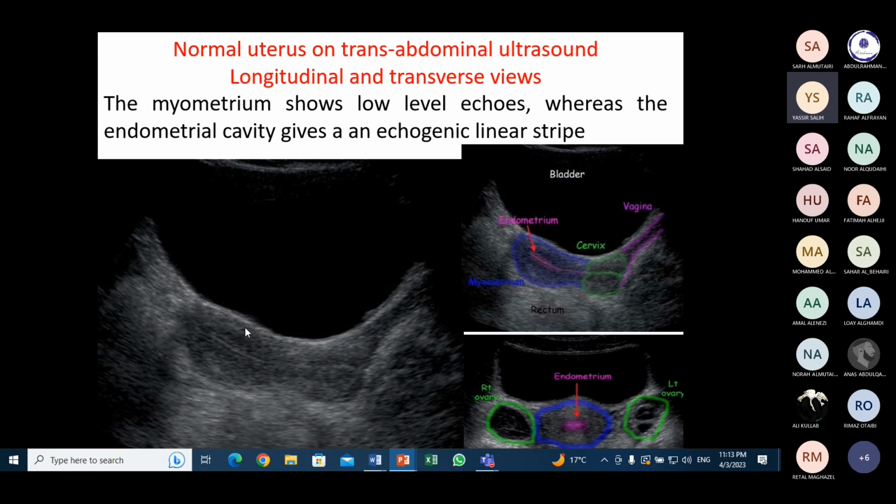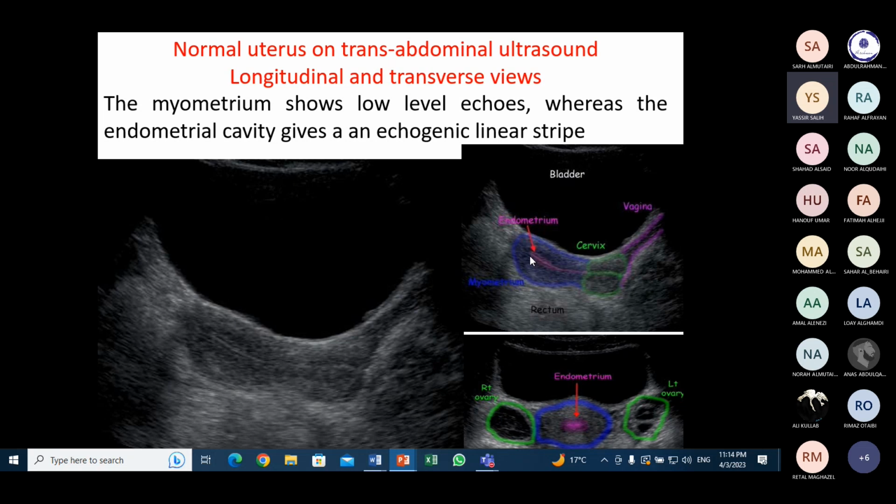This is the uterus in longitudinal or sagittal section. This is the fundus, this is the body, this is the cervix, and this is the vagina. This is the endometrial stripe, which is echogenic, hyperechoic in the center, and this is the myometrium, and this is the myometrium. In between, the echogenic line is the endometrium. So this is transabdominal ultrasound, and you can see the anatomy in this picture, with the explanation of the anatomy.